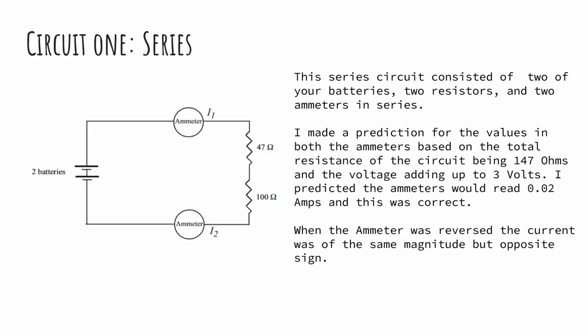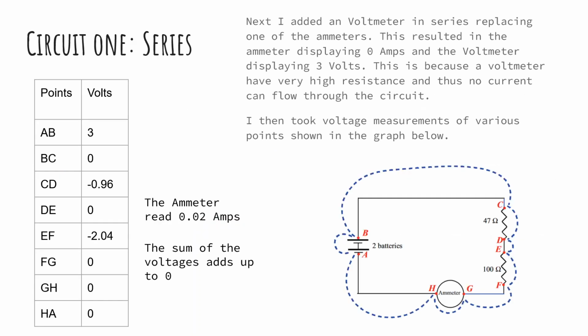When an ammeter was reversed, the current was of the same magnitude but opposite sign. Next, I added a voltmeter in series, replacing one of the ammeters. This resulted in the ammeter displaying 0 amps and the voltmeter displaying 3 volts. This is because the voltmeter has a very high resistance, and thus no current can flow through the circuit.